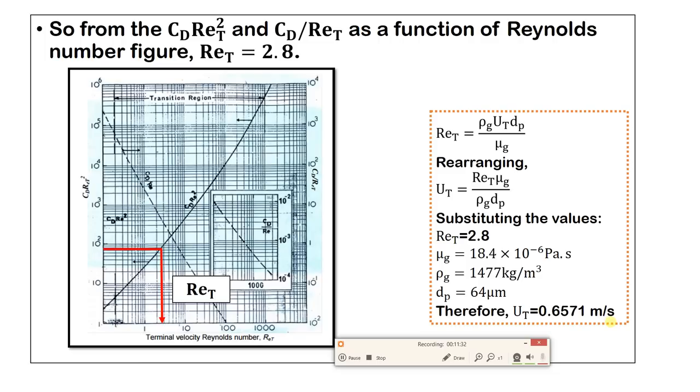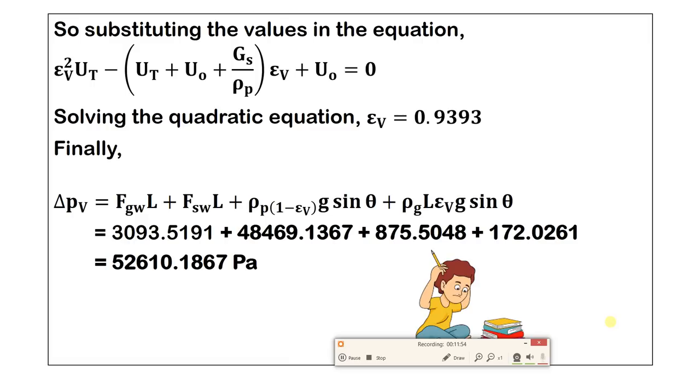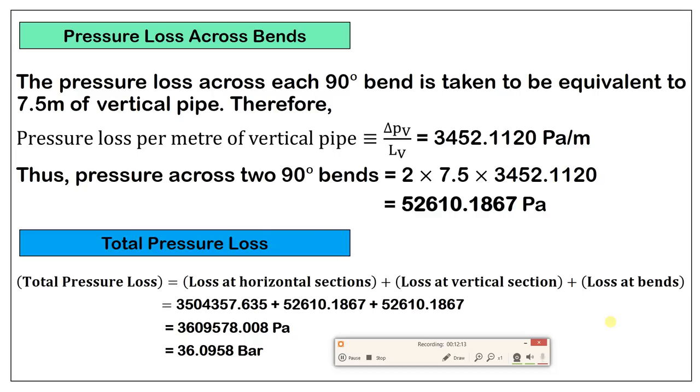From the figure, we can obtain the value of Reynolds terminal, which is assumed to be 2.8. From the Reynolds terminal, we can rearrange the equation to find the terminal velocity, which is 0.6571 meters per second. By solving the quadratic equation, we can obtain the voidage, which is 0.9393. Then, we can finally calculate the vertical section pressure loss, which is 52610.1867 Pascal.